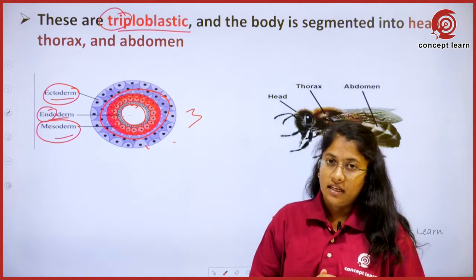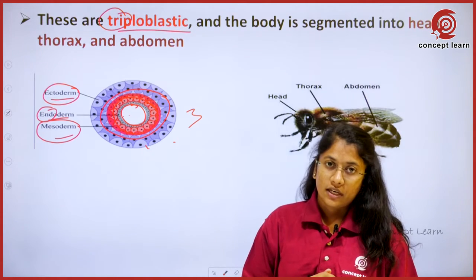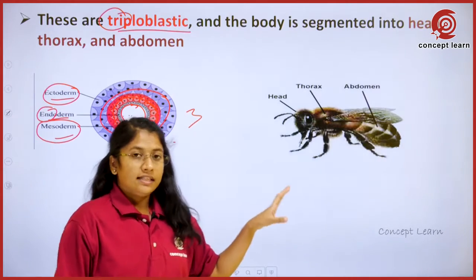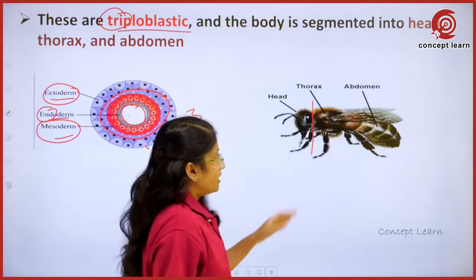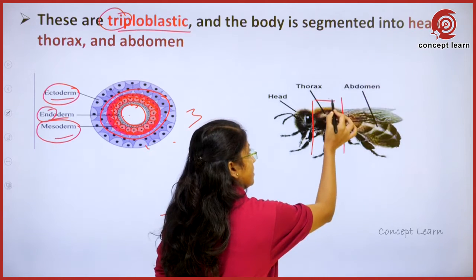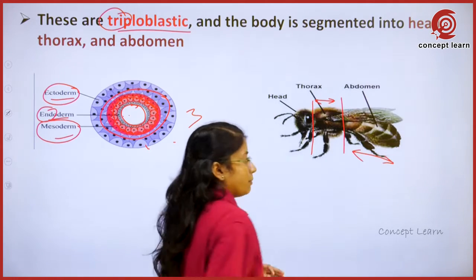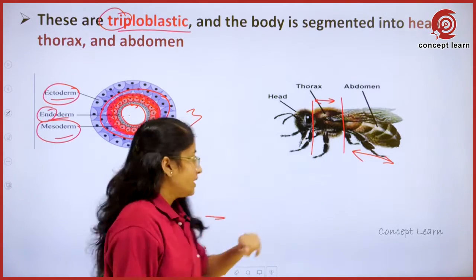These 3 germinal layers, in terms of evolution, will form the body organs when the insect reaches the adult stage. And here you can see that these insects are usually segmented. That means here a segment divides the head part, and here it divides the thorax, and the remaining body part is the abdomen. And this segmentation is especially specific to the insects.